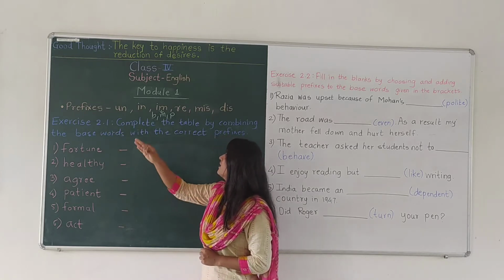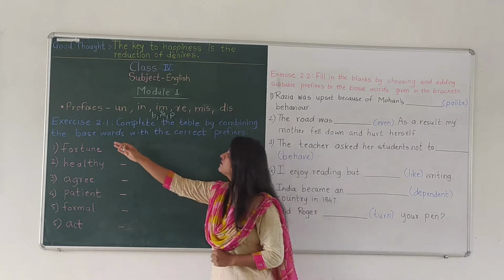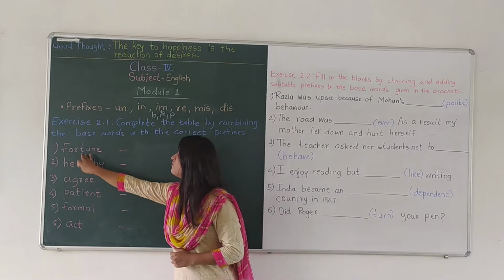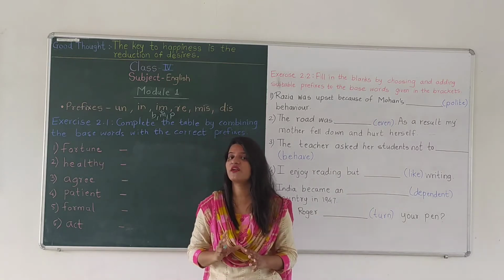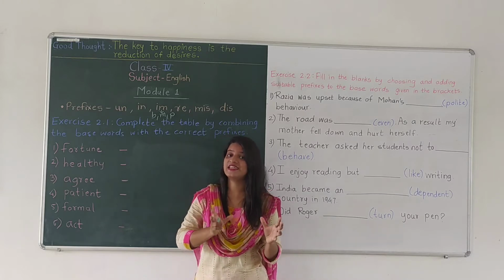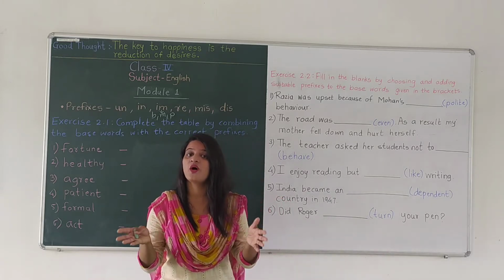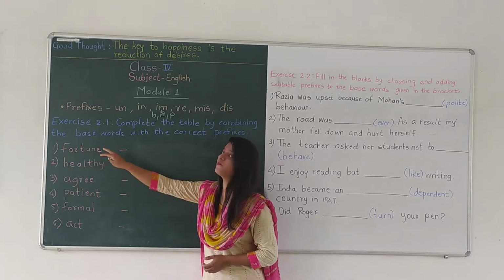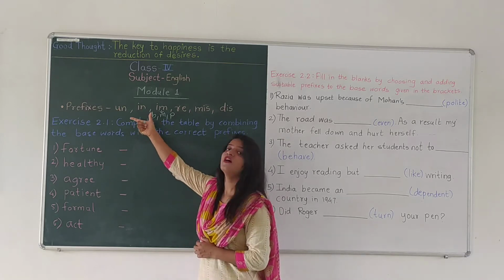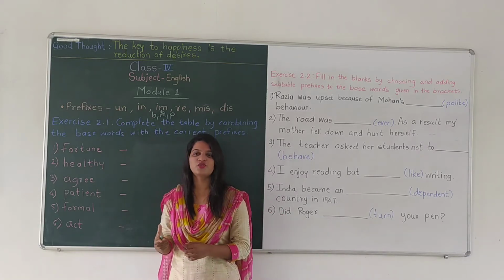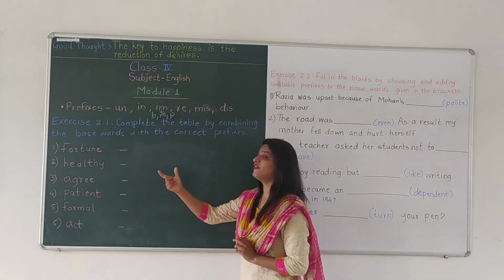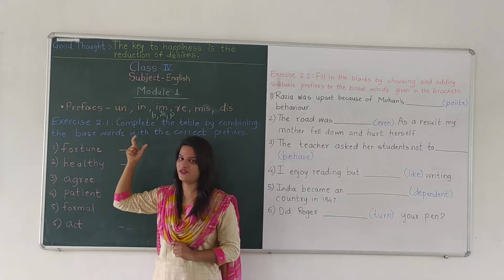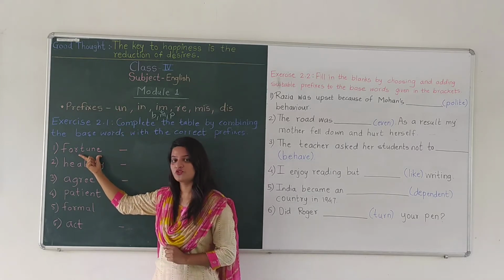Exercise 2.1. Complete the table by combining the base words with the correct prefixes. Now, our first word is fortune. Fortune means destiny or our future. What are we blessed with? So, what will be the opposite word of fortune? Now, you have to add a prefix from here. Can you add unfortune? No. If it would be fortunate, then we would have added the prefix to make unfortunate. But it is fortune.